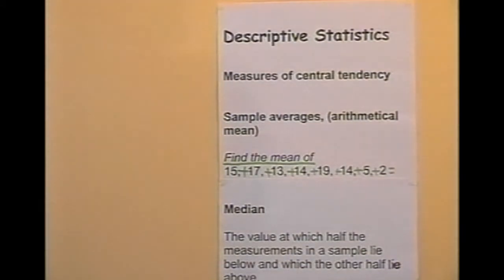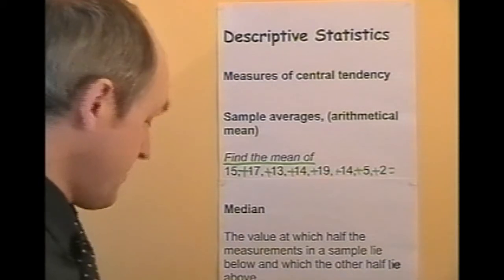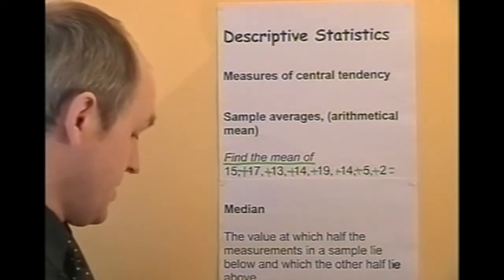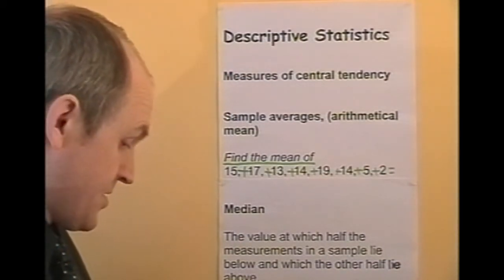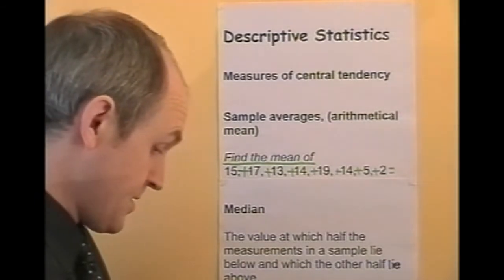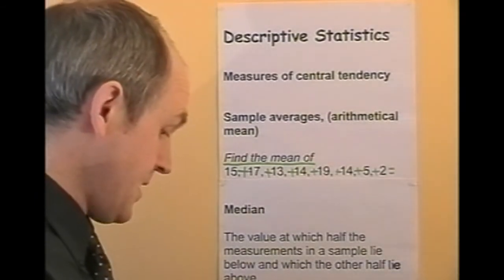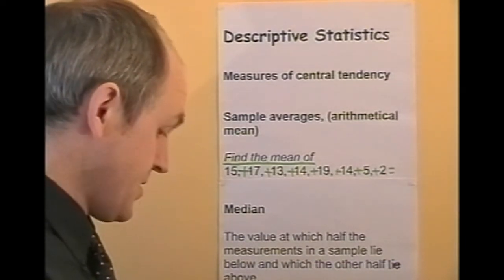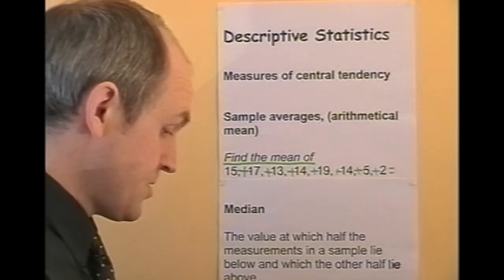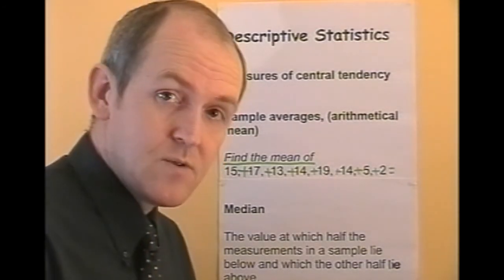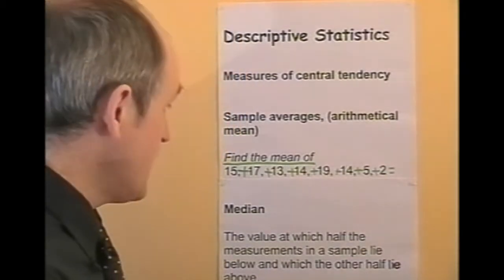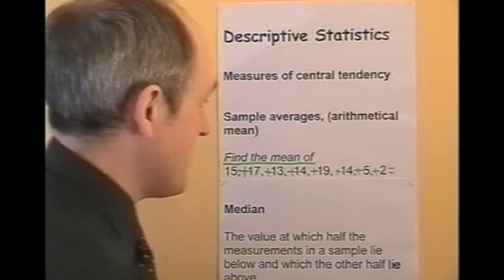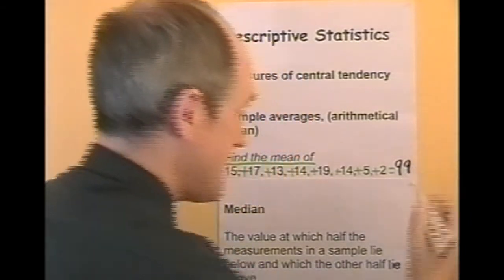Now, I'm going to use a calculator for this. You're welcome to do the same if you want. So all I'm going to do is add these numbers up. So I've got 15 plus 17 plus 13 plus 14 plus 19 plus 14 plus 5 plus 2 equals, and I see that that equals 99. So I've added all these numbers up together and I've found that they equal 99.